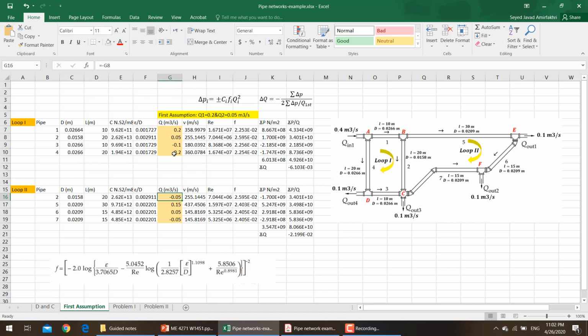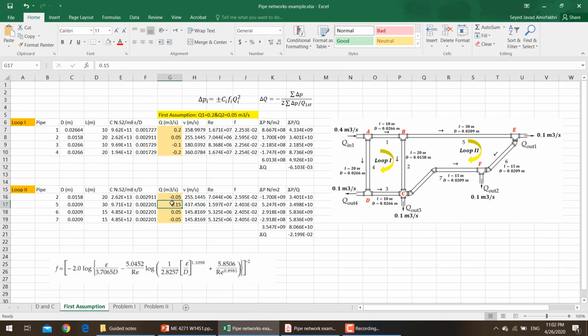Again, guys, keep in mind that Q can be negative or positive. For the second loop, keep in mind that pipe 2 is common in both loops, loop 1 and loop 2, so it appears in both loops. However, in loop 2, the pipe 2 value is negative. Why is it negative? Because in pipe 2, the loop and flow directions are in the opposite direction. Correct? So for pipe 2 in the second loop, the Q is negative.